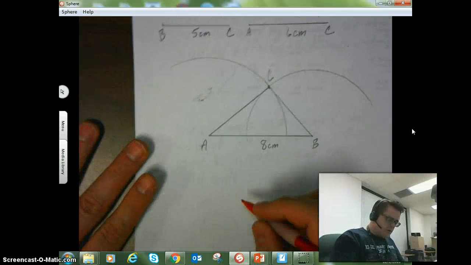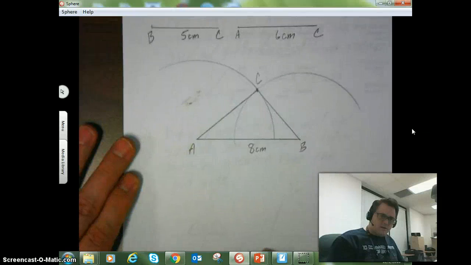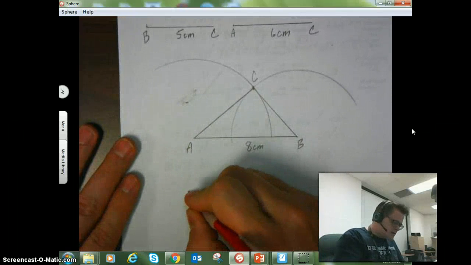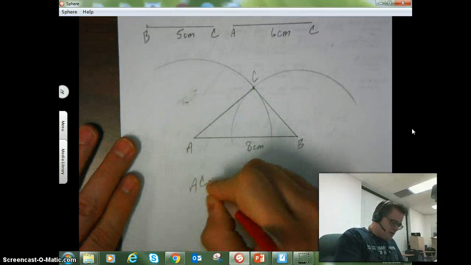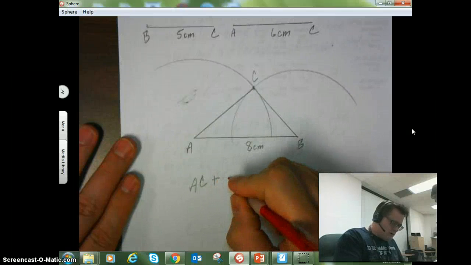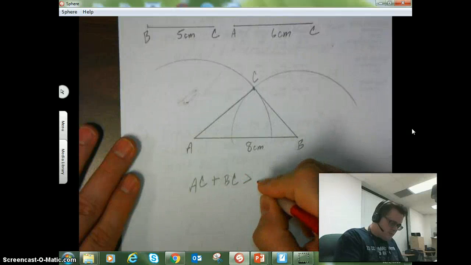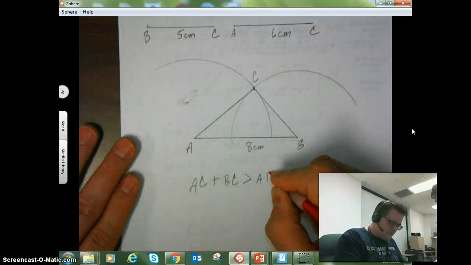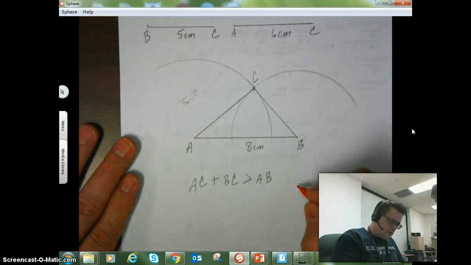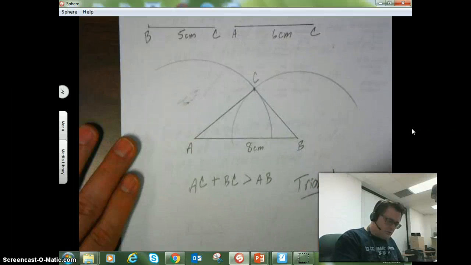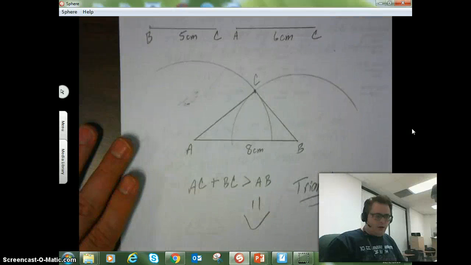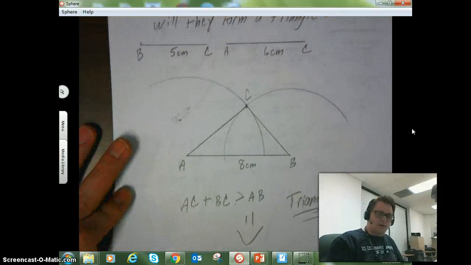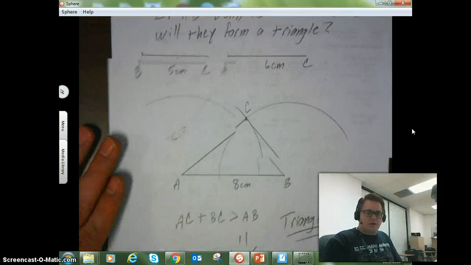The difference between this example and the last one is that in this case, AC plus BC is greater than the third side, AB. And that means in this case, we are able to make a triangle. That's essentially what the rest of the triangle inequality theorem allows us to conclude.